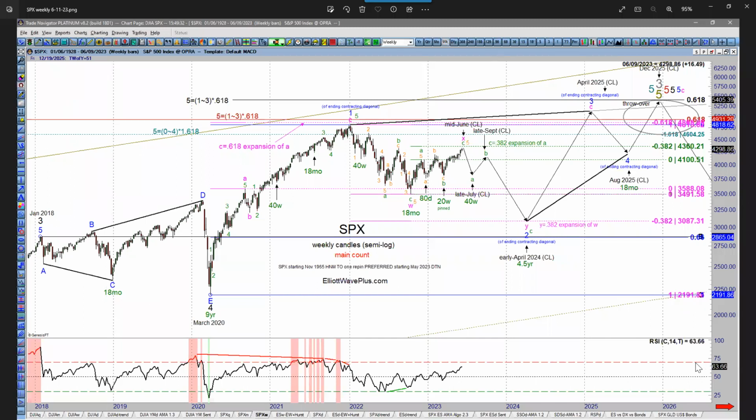Here's my S&P chart that I sent out to subscribers on June 11. As you can see, I had changed my count to the diagonal count by then. I'd been holding that as an alternate, but somewhere in mid-May, I decided to change to this count, and I had showed that target of 4360 on the S&P, and that ended up being slightly overshot, but we're back below that now.